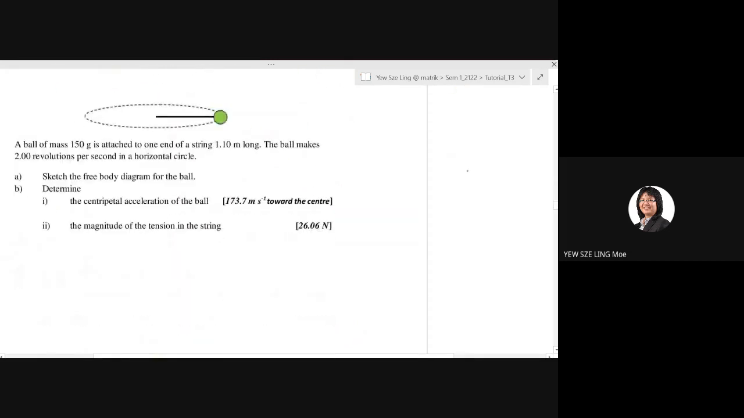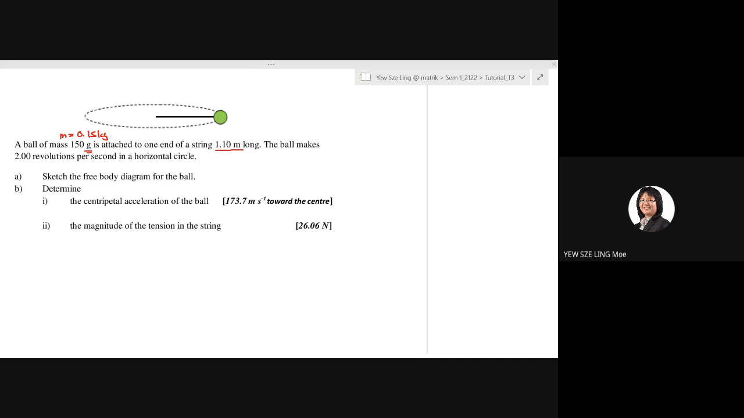So now let's look at question 5. Question 5, now you have a ball of mass 150 gram. Now you have a non-SI unit. So to make it easier, when you read the question and write out the information, straight away you change the unit. So m is equal to 0.15 kg. And it's attached to one end of the string, which is 1.1 meter long.